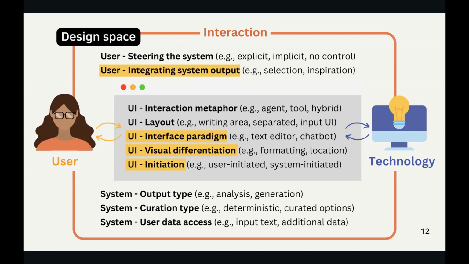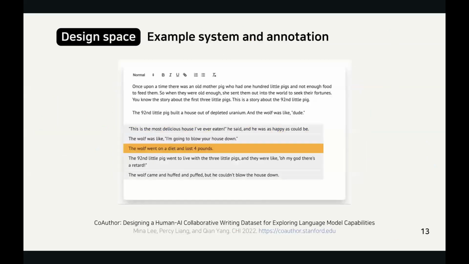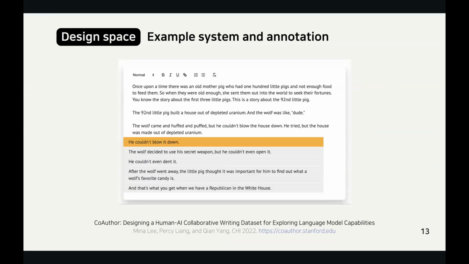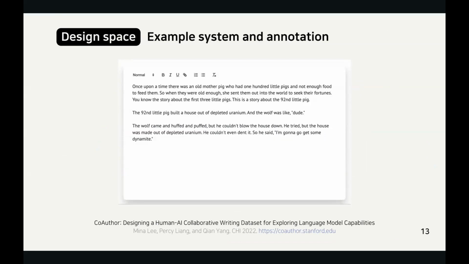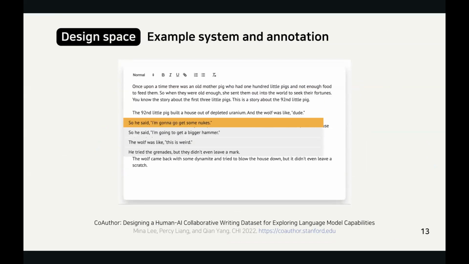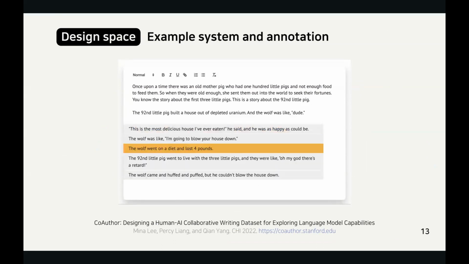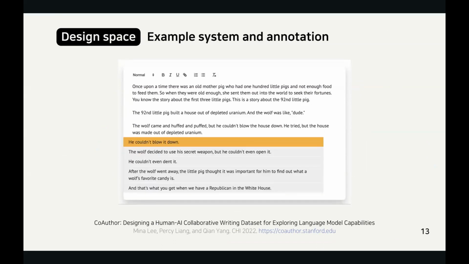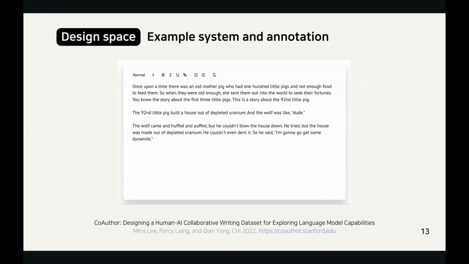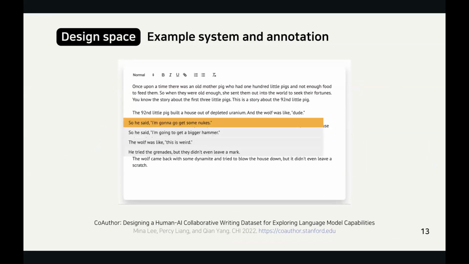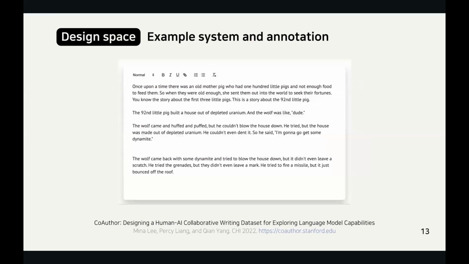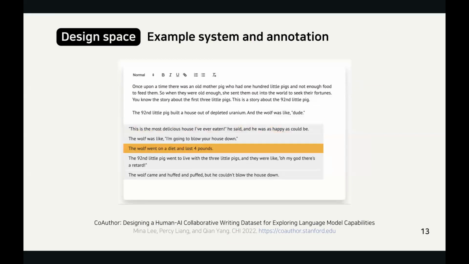To make things more concrete, let's consider an existing system and annotate it based on the dimensions and codes. This is Co-Author, which is a system built in 2021, powered by GPT-3. Its interface is a basic text editor with one additional functionality. When a user presses the tab key, it shows a set of autocomplete suggestions.